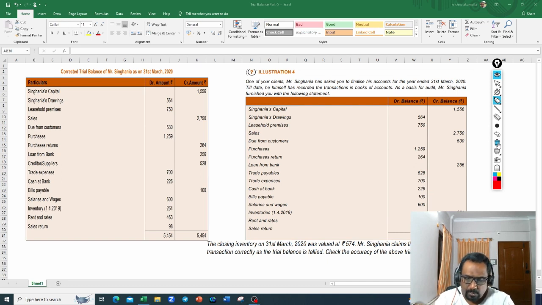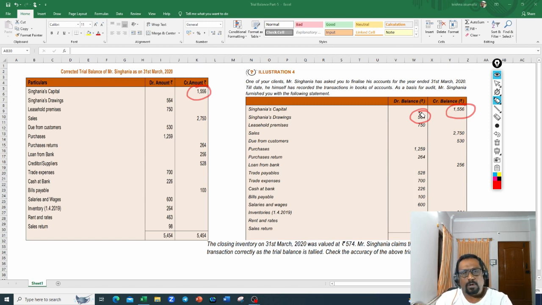Now you see the first one, Singhania's capital account. They have shown a credit balance of 1556. Capital is a liability, and all liabilities are credit balances. So 1556 is a correct amount recorded on the credit side. See here, solution. So this is correct. No issue in that. Next, Singhania's drawings 564. Singhania's drawings 564 is shown under the debit side.